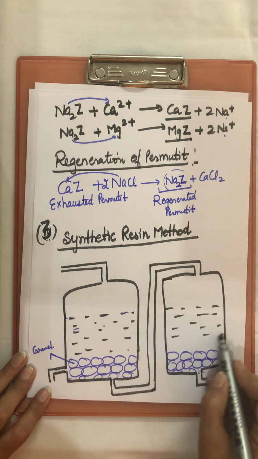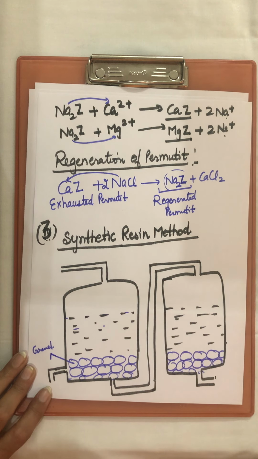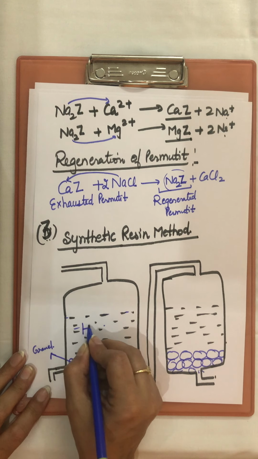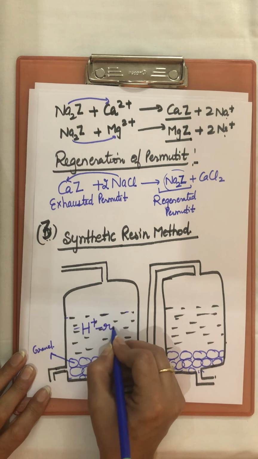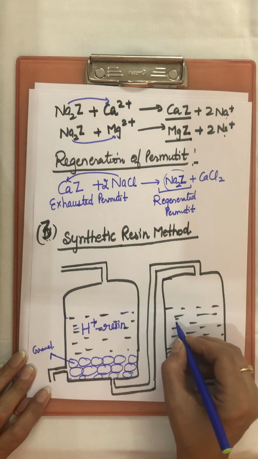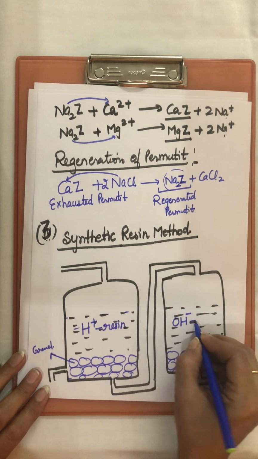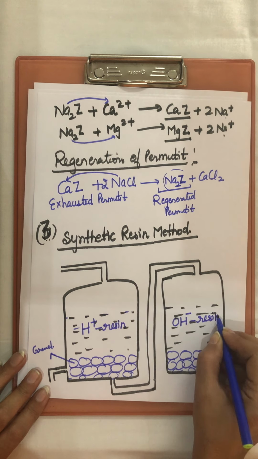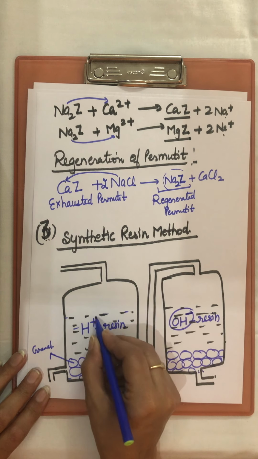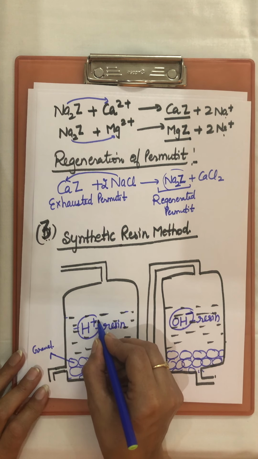And resins, like I said, are of two types. This is cation resin, H plus resin, packed here. And this side is OH minus resin. A9 resin is here, and here we have a cation resin.